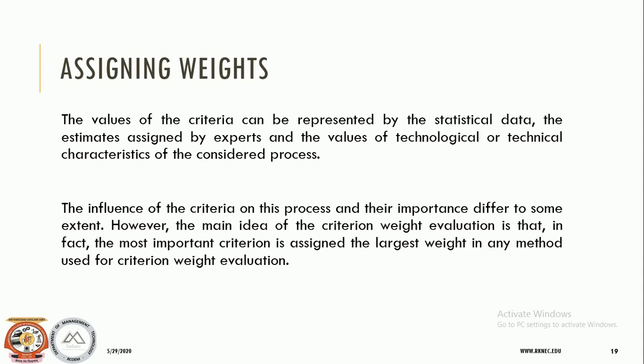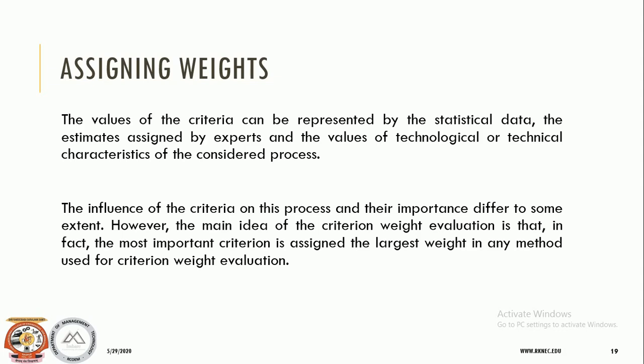The values of the criteria can be represented by statistical data, estimates assigned by experts, and the values of technological or technical characteristics of the considered process. The influence of the criteria on this process and their importance differ to some extent. You may think that RAM should have the higher weight. I may think no, RAM doesn't make any sense, the secondary memory should have the higher weight. The conflict will always be there, but it influences the criteria weight selection a little, not in a big way.